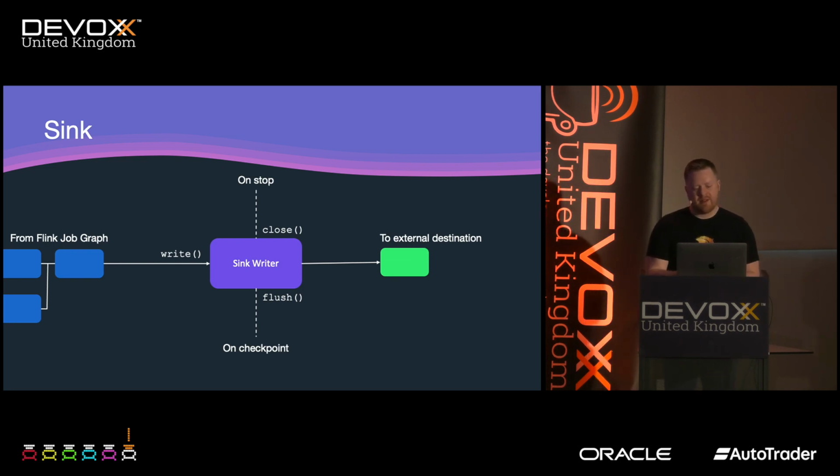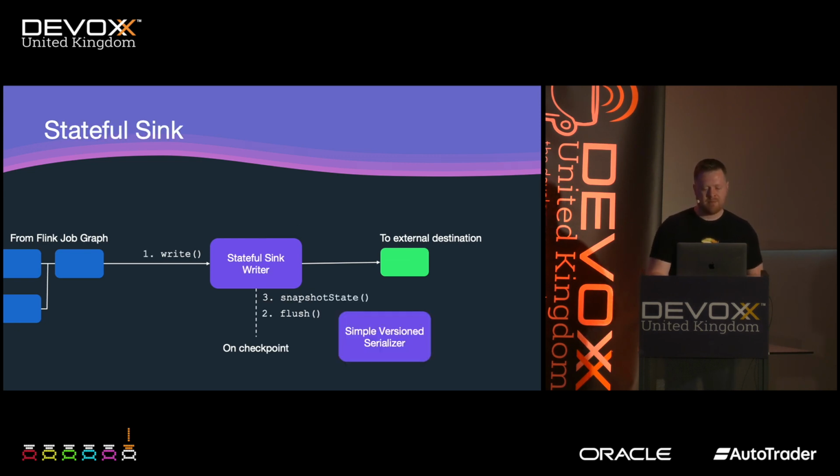As a simple sink, well, it's up to you. You implement those 3 methods and you do what you want. And then Flink calls them as needed by the job.